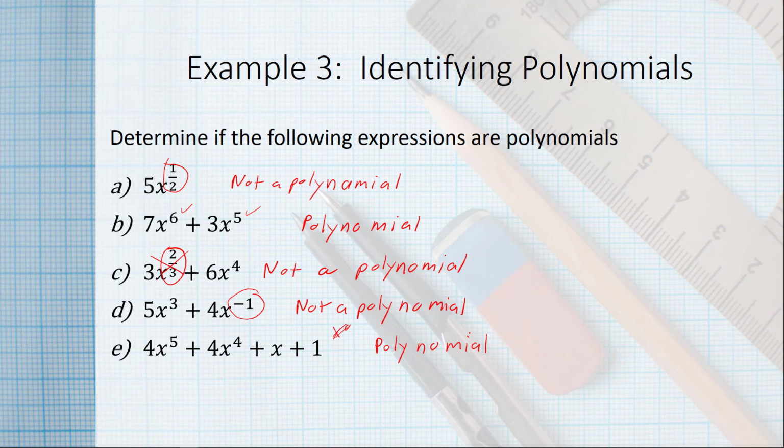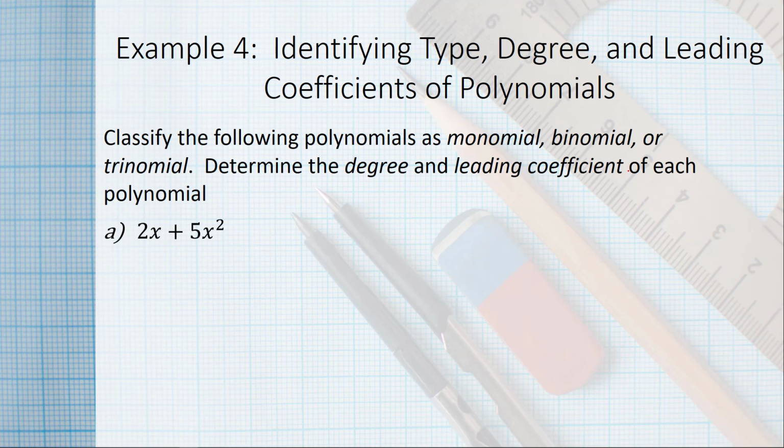So that is the second type of problem that you will actually see in your homework. The third type is this: to identify the type, degree, and the leading coefficient of polynomials. So here we want to classify the polynomials as either monomial, binomial, or trinomial. Now remember, monomial has one term, binomials have two terms, and trinomials have three terms.